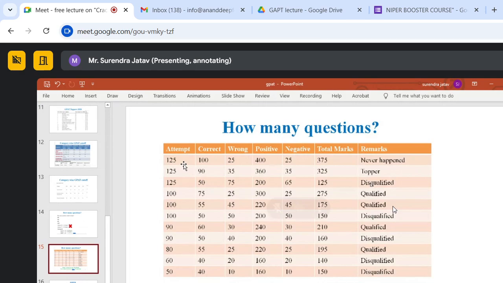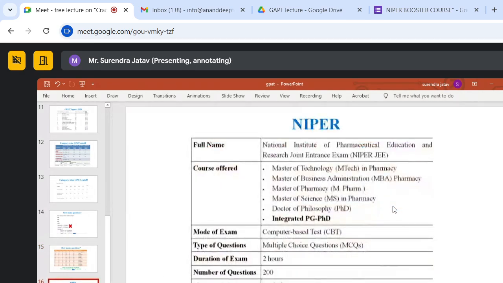When it was 50 questions only, with this calculation, if you attended only 10 questions, you might be able to qualify. So that is a matter of the number of questions. But right now 125 questions are coming, so this calculation is based on 125.